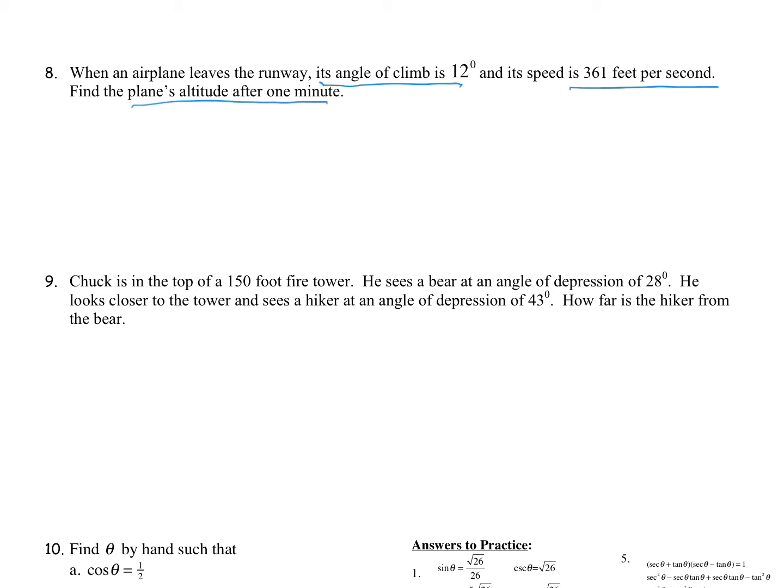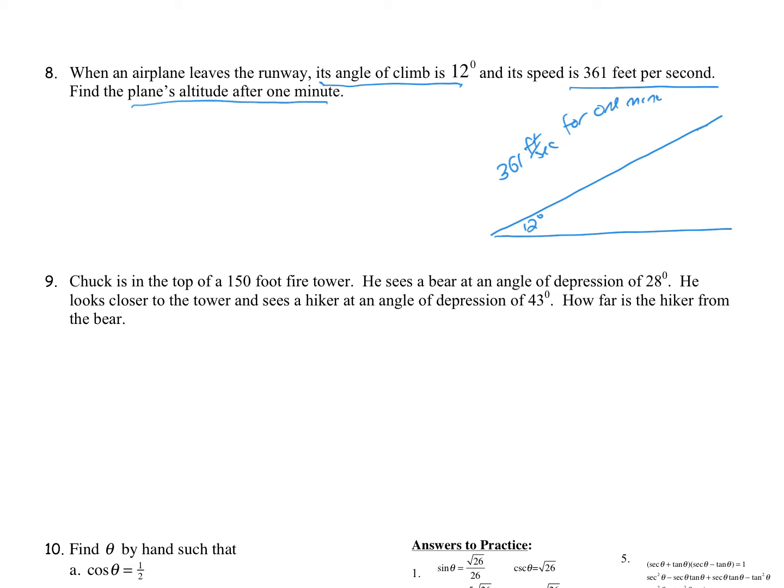So I'm going to make a sketch to help us figure out how to solve this problem. I'm going to draw the ground. I'm going to draw the flight path of the airplane. So its angle of climb is 12 degrees. I'm going to draw it more than 12 degrees so that I have room to write. And we know that the plane is flying for 1 minute at 361 feet per second.